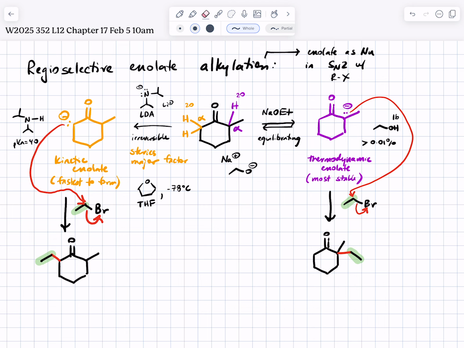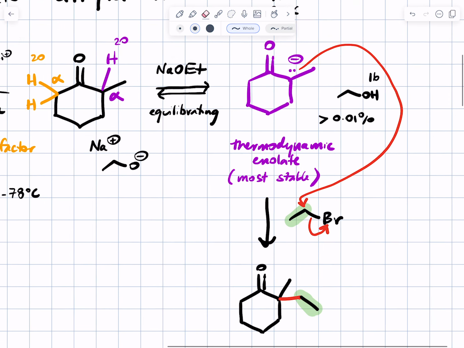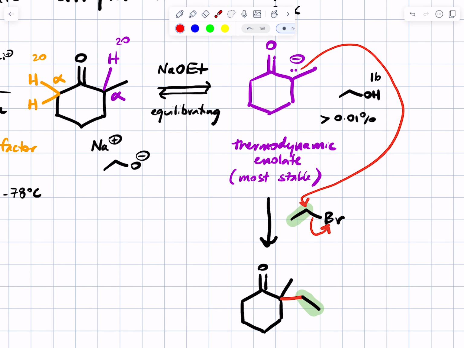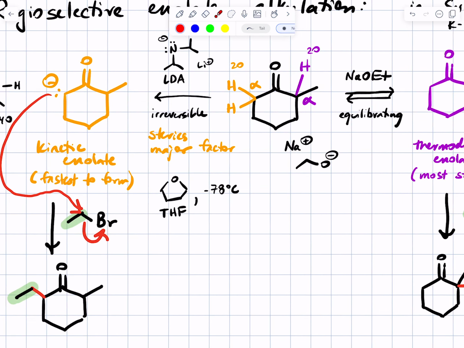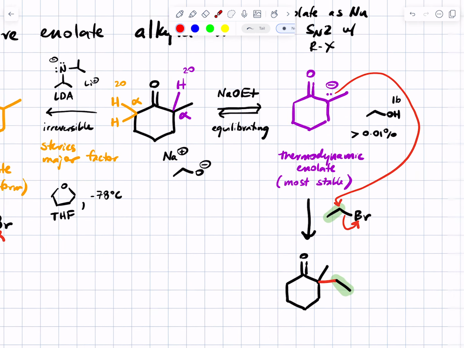Yeah? If there's excess base, it could react again and add another. Okay, excess base reacting again. You're worried about maybe making another enolate on this side? On the other problem. Over here? Yeah. Okay. An extra H from right there and add another. So probably you need to be careful with the amount of base.